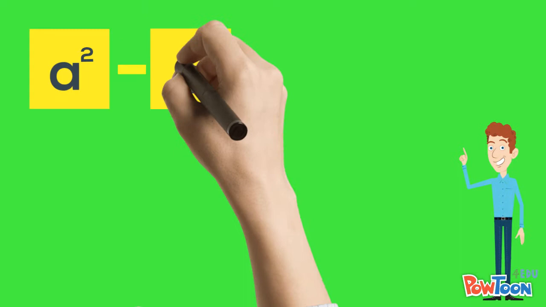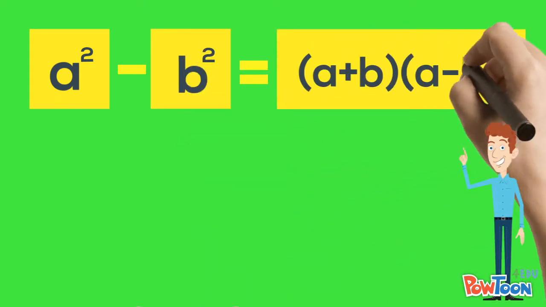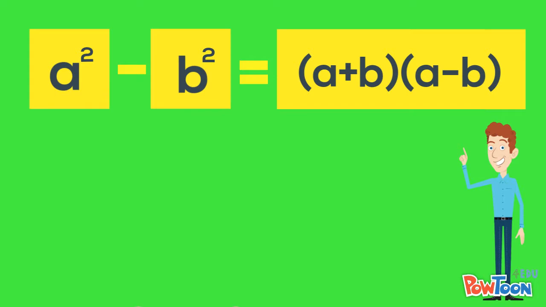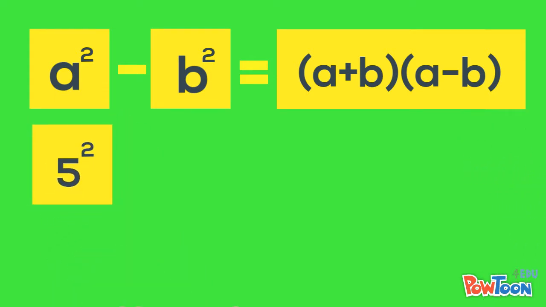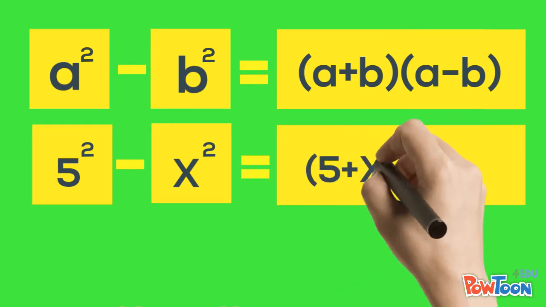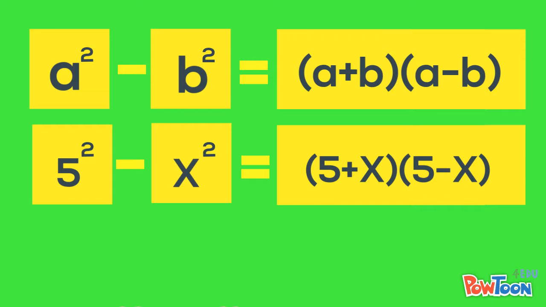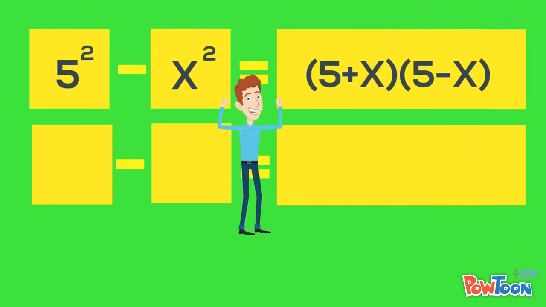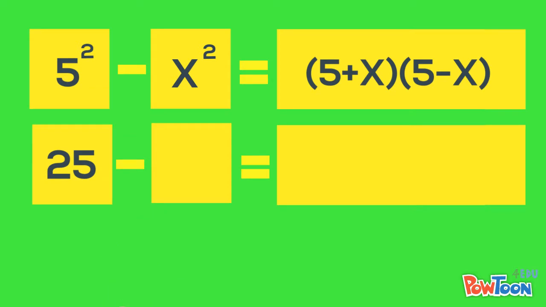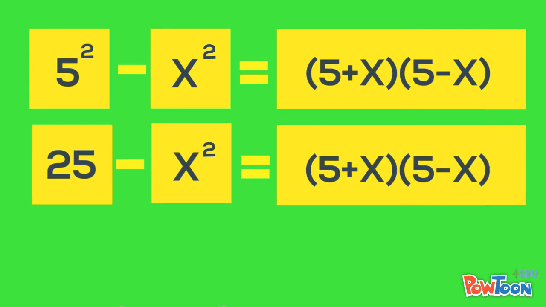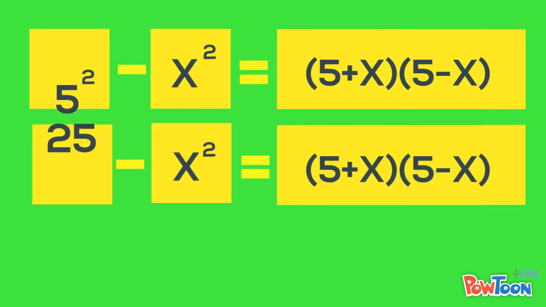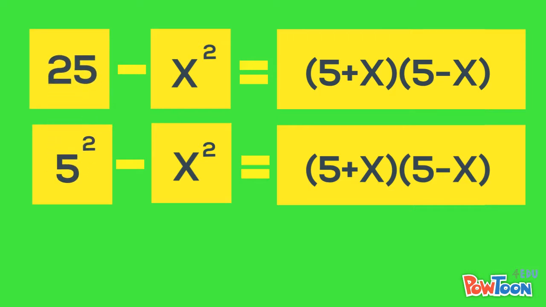Continuing on, where we had a squared minus b squared, it became a plus b by a minus b. And we substituted in for a and b to get 5 squared minus x squared equals 5 plus x by 5 minus x. This could also be written as 25 minus x squared, getting us the same factors 5 plus x by 5 minus x. This is because 5 squared and 25 are interchangeable, as 5 squared is the same thing as 25.